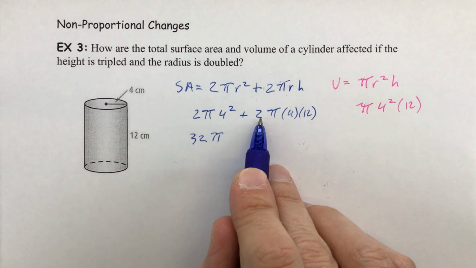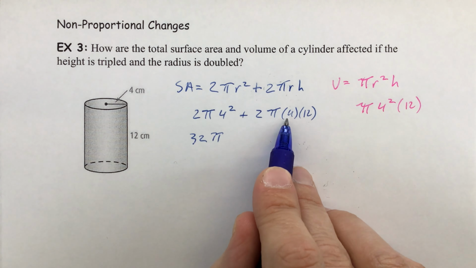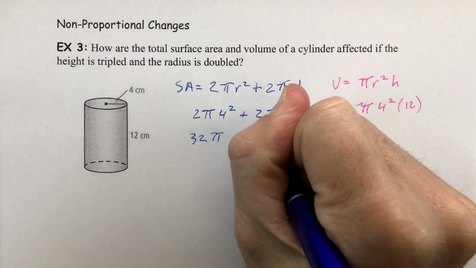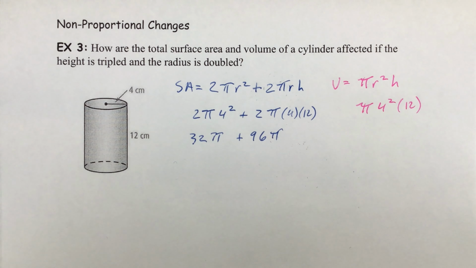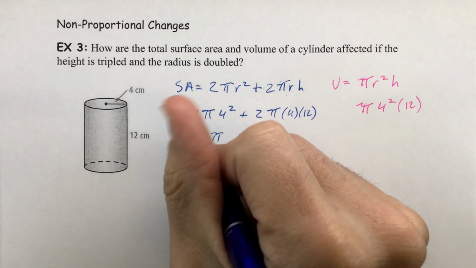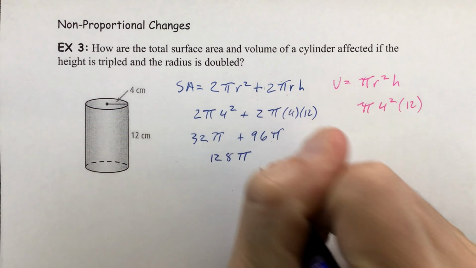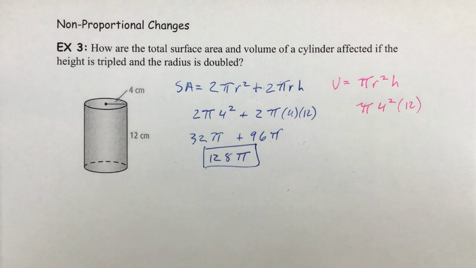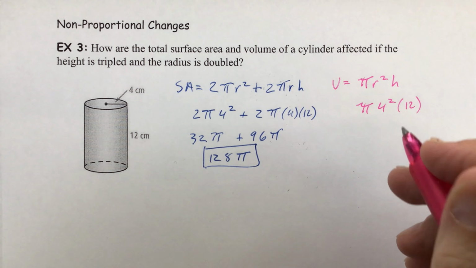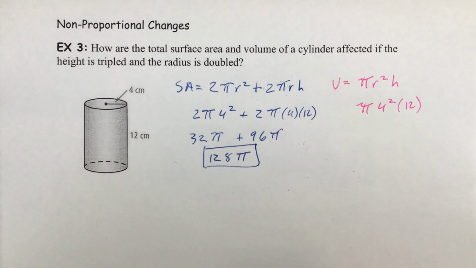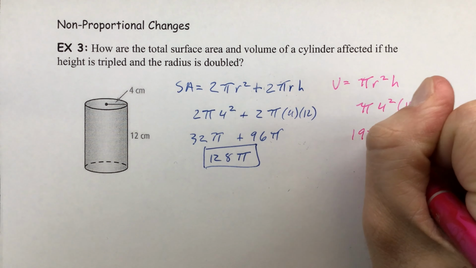Over here, I've got 2 times 4, which is 8. 8 times 12 is going to be 96. And 32 plus 96 is 128. So we'll call that 128 pi. For the volume, we're looking at 16 times 12, which is 192.